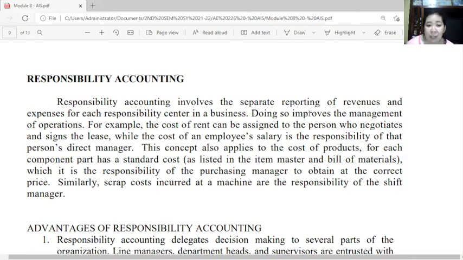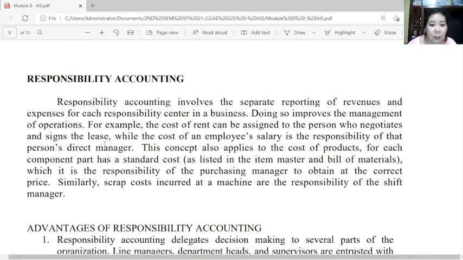Responsibility accounting involves separate reporting for the revenues and expenses of each of our responsibility centers. Doing so improves management operations. For example, the cost of rent can be assigned to the person who negotiates and signs the lease, while the cost of employee salary is the responsibility of that person's direct manager. Meaning we segregate the authority in each responsibility center.